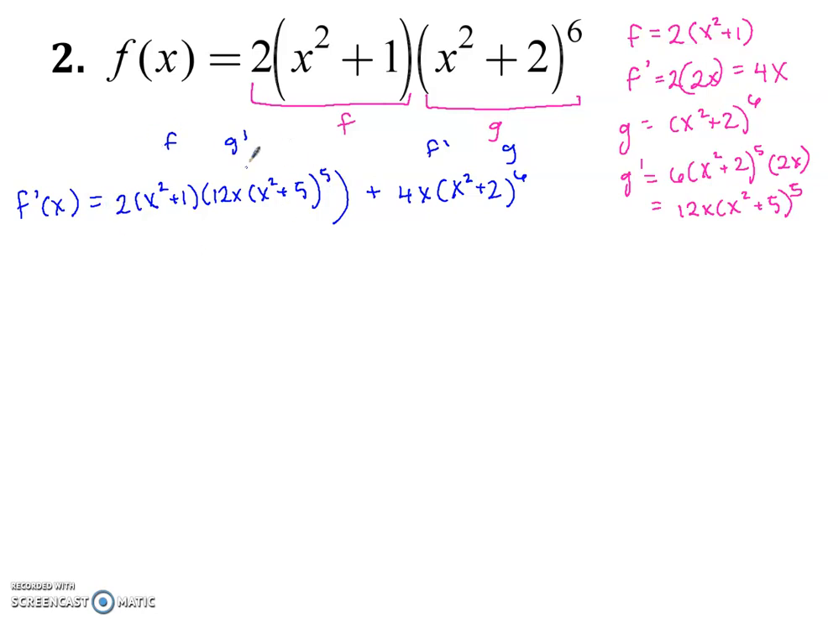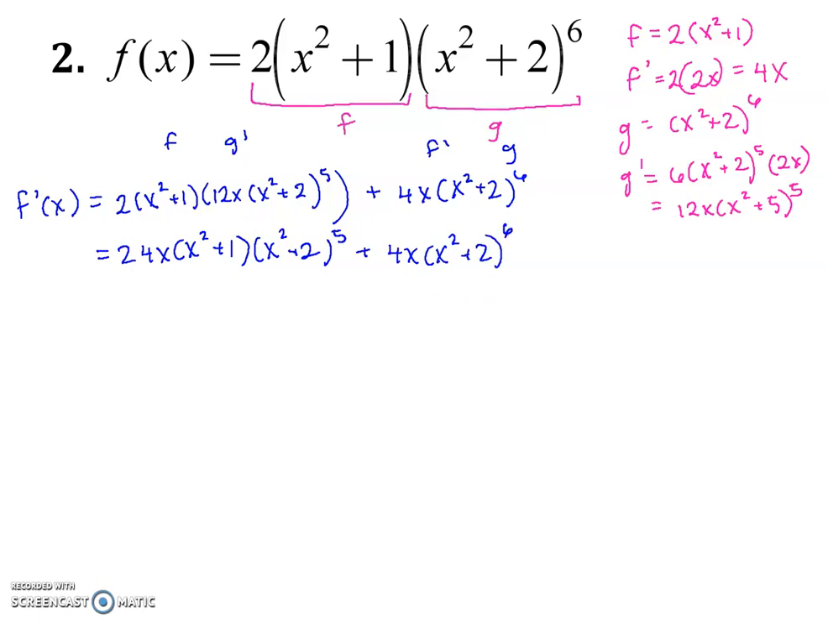Okay. Now over here I can simplify. I can multiply the 2 and the 12. So I'm going to make that 24x times x squared plus 1 times x squared plus 2 to the 5th. This right here, sorry, is an x squared plus 2. And then plus 4x times x squared plus 2 to the 6.